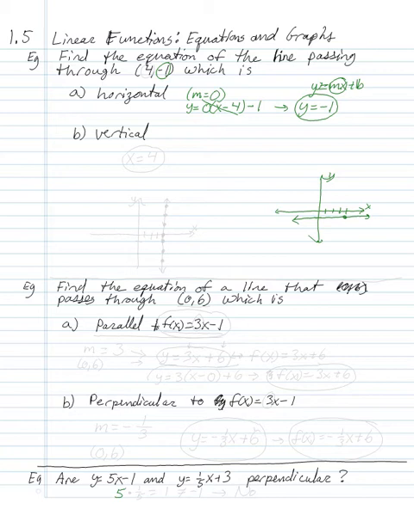On the other hand, a vertical line does exactly the opposite. So the graph of this, again, this line is going to pass through the point 4, negative 1, but this time it will be vertical.